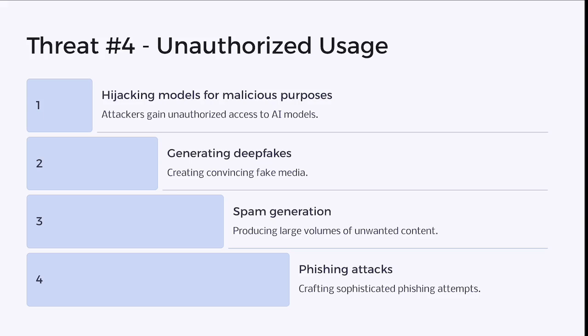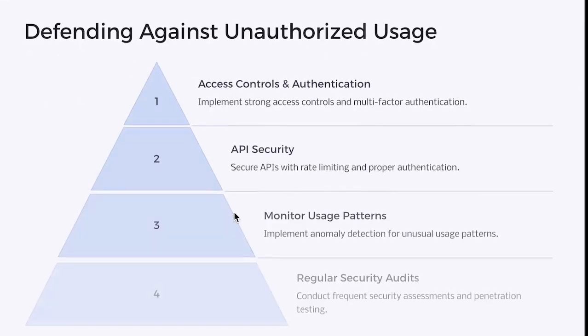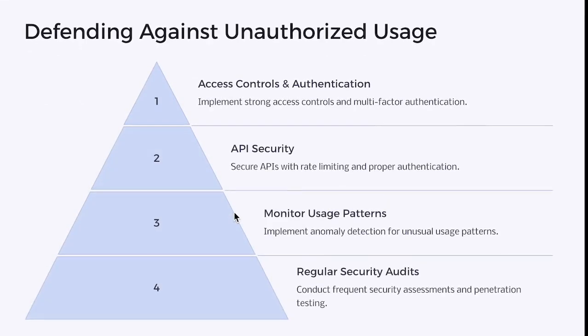Step by step defense: access controls and authentication. Implement strict user authentication and role based permissions. API security: secure your endpoints with HTTPS, rate limiting, and whitelisting. Monitor usage patterns. Use anomaly detection to flag unusual model usage, for example, a sudden spike in output volume or strange requests. Regular security audits. Conduct penetration testing on your AI infrastructure to catch vulnerabilities before attackers exploit them. Taking these precautions can prevent your generative model from becoming a dangerous cyber weapon.